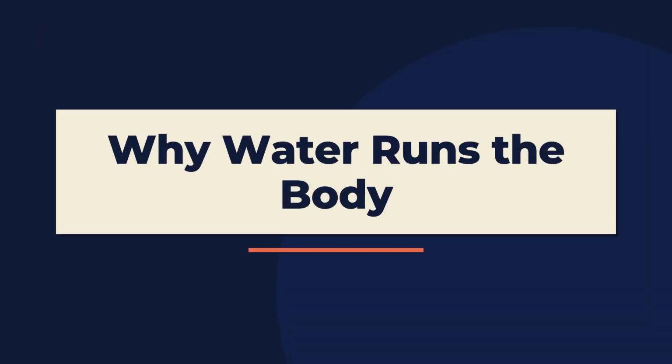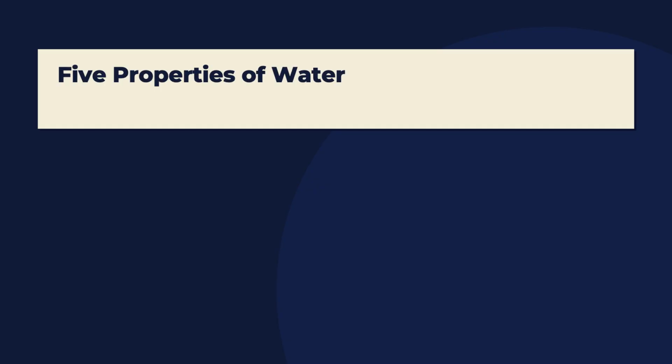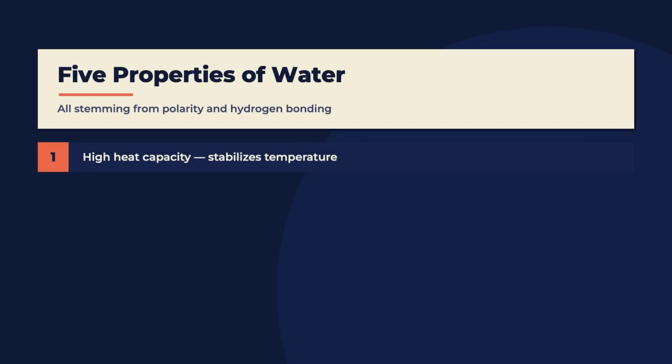Water makes up more than half of an adult's body weight, and nearly every remarkable thing it does traces back to one fact. It's a polar molecule that forms hydrogen bonds with other water molecules. Every property we're about to cover is just a consequence of that. Five properties matter here, and exam questions constantly swap them.